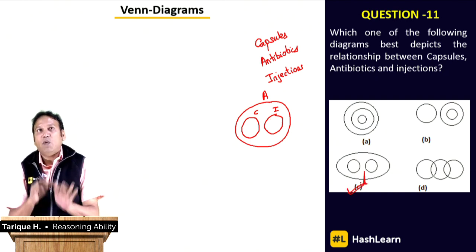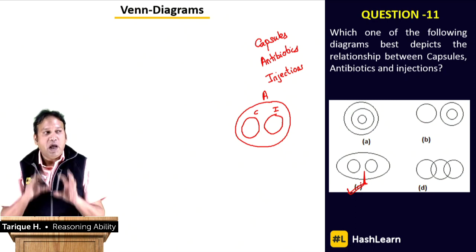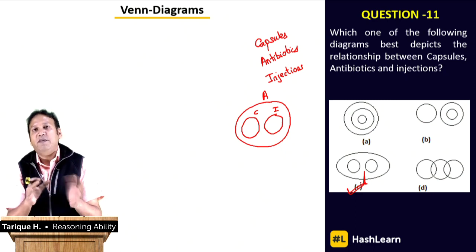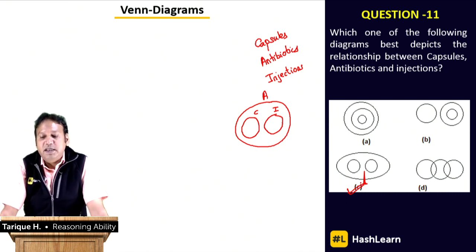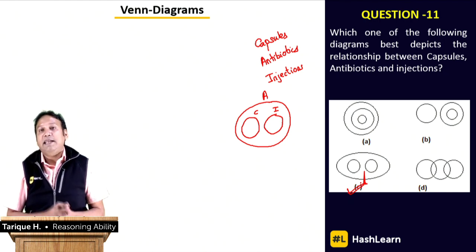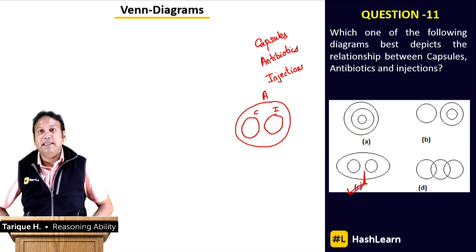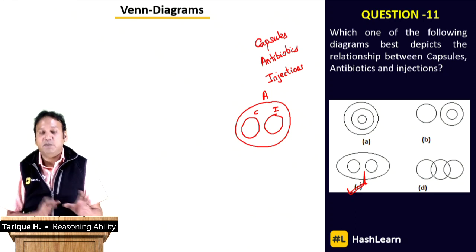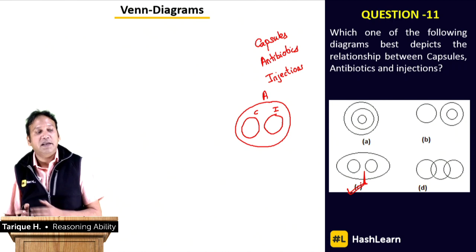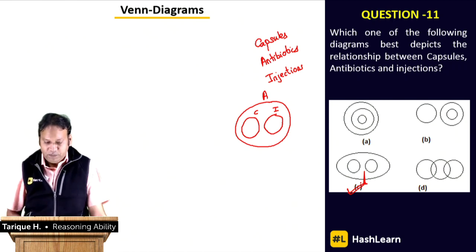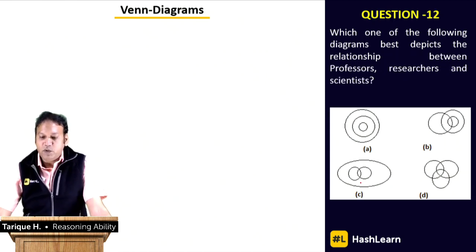We have tried to understand the given keywords, and how we can use those keywords to get the best diagram that represents the relationship. So the best one would be answer option C, based on the information given to us. Antibiotics will be the largest set, and inside that larger set we have two smaller sets, one for capsules and one for injections, and we can say capsules are not injections, injections are not capsules. So let's do one more question here.